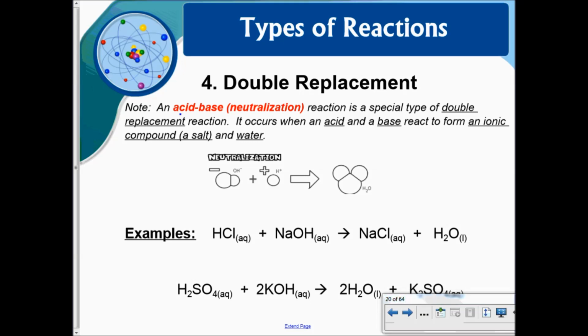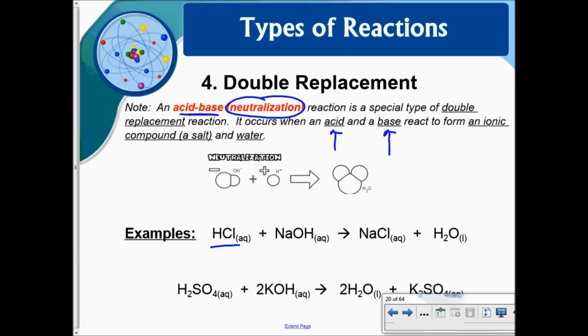So a note here, there's a particular type of double replacement that you're expected to know. It's called acid-base, or you'll hear it called neutralization. It's a special type of double replacement. It occurs when an acid, which you can recognize because it starts with hydrogen, the exception to that is water, reacts with a base, which you can recognize because it has hydroxide in it, OH. The exception to that we wanted you to know was ammonia, NH3. And it forms an ionic compound, a salt, and water.